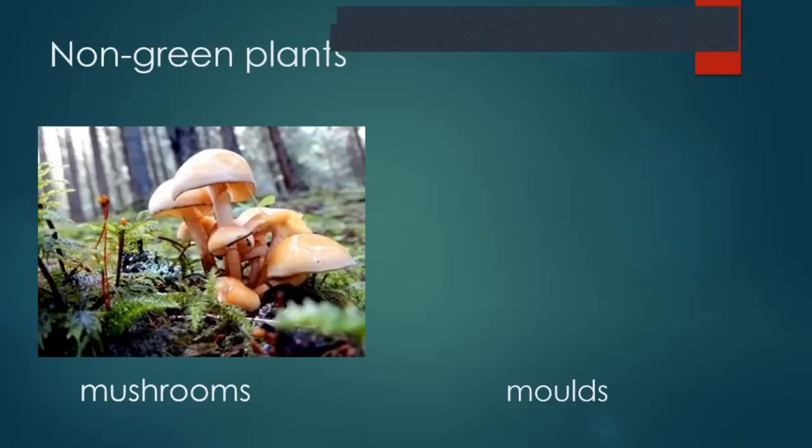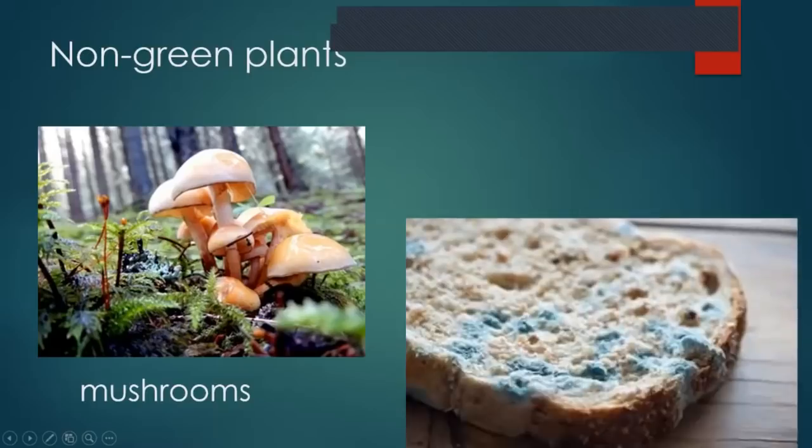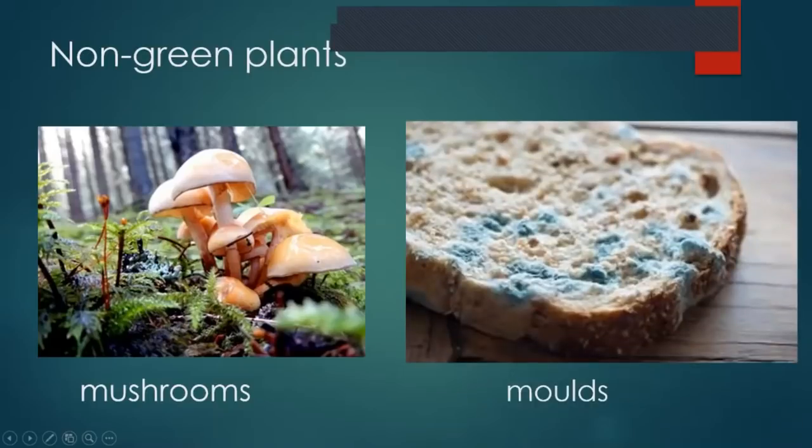Now I'll show one more picture, that is molds. You should observe the bread, children. On the bread, you will find some blue color structures, right? Those are molds. These molds grow on decayed food and plants. Understood, children? These are examples of non-green plants. Mushrooms and molds.